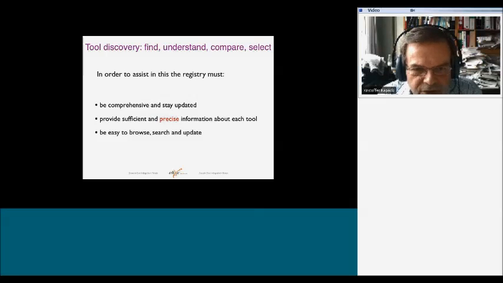So the registry is intended to assist this entire process, and in order to be able to do that, it needs to possess certain features. The first of them is being as comprehensive as possible. It goes without saying that you cannot find tools in the registry if they are not there. So one of the focus areas of the registry effort is to include as many resources and tools as possible, because that is actually the key to its usefulness and relevance.